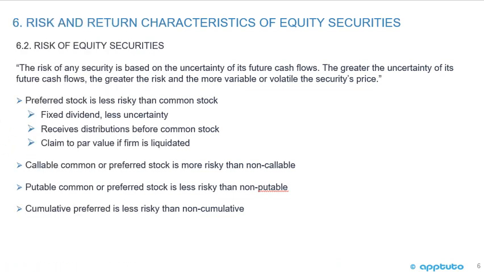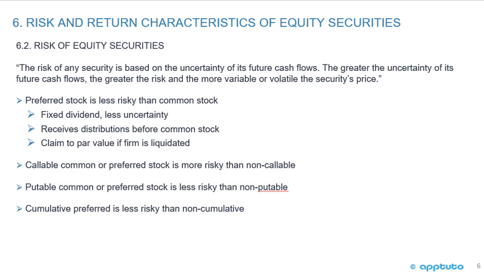Risk and return characteristics of equity securities. So now we're going to look at the risk of equity securities. The risk of any security is based on the uncertainty of its cash flows. The greater the uncertainty of its future cash flows, the greater the risk and more variable or volatile the security's prices. Okay? So preferred stock is less risky than common stock because it's a fixed dividend.